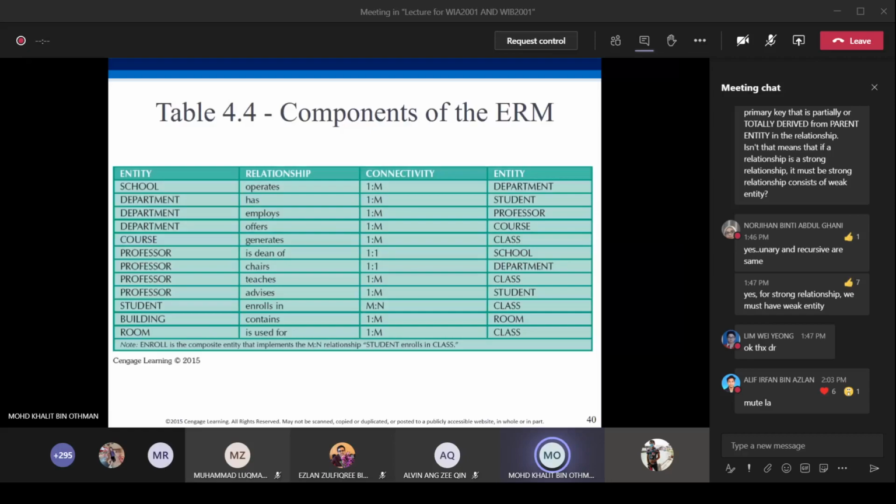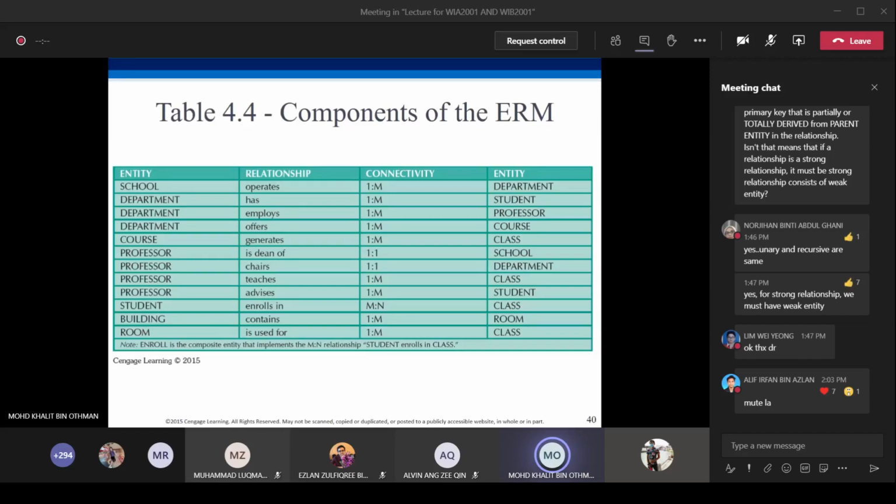So we have several entities. Okay, from the first segment until the 9th segment, we have several entities, which are school, department, course, professor, student, building, and room. And then we have several relationships, which are operate, has, employ, offer, generate, is dean, chair, teach, advise, enroll, contains, issues. And then we have several connectivity, which is 1 to M, 1 to M, 1 to many, 1 to 1, many to many.